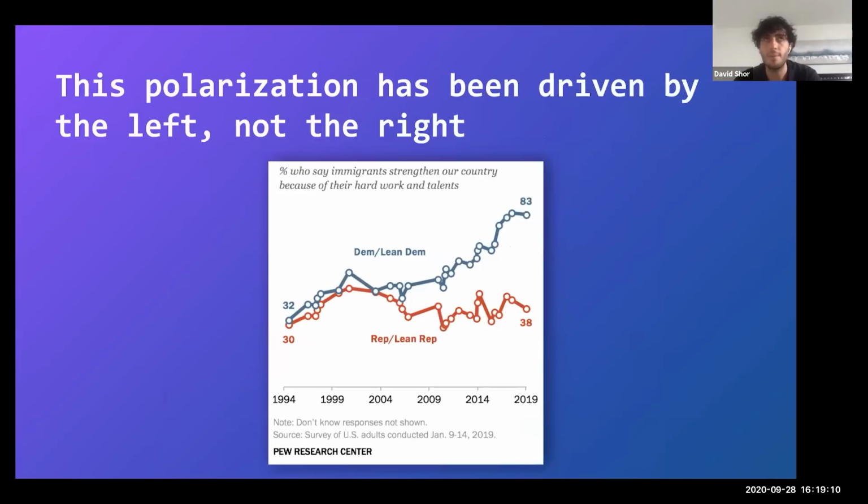I think a lot of people like to tell this story of asymmetric polarization on the Republican side, that the Republicans have gotten crazy. Another way to look at this is the percentage of people who say that immigrants strengthen our country. And what's interesting is that as recently as 2005, there was no gap on these issues.